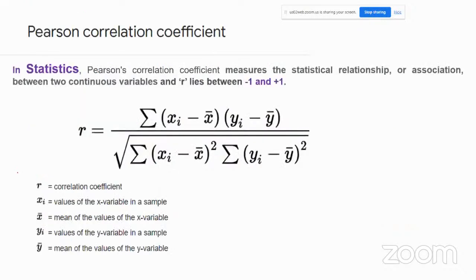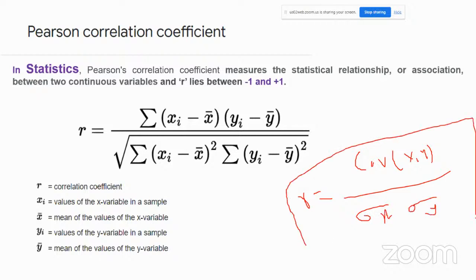So this is the Pearson correlation coefficient basic formula: R equal to, as we studied in lower classes, covariance of XY divided by standard deviation of X times standard deviation of Y. This is the basic formula for finding the correlation coefficient, the correlation between two variables. What is the meaning of correlation? It is the relation between two variables. Suppose you have X and Y; if there is a functional relationship between these two variables, we can call them correlated, otherwise uncorrelated.